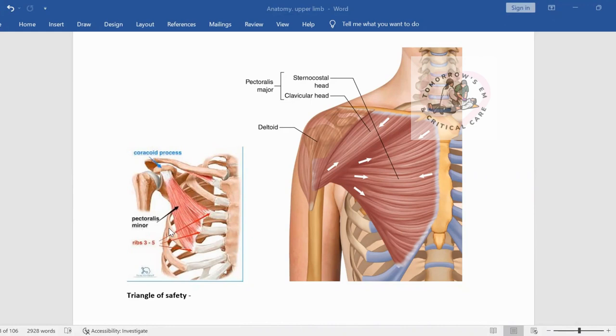What do you think the function of pectoralis major is? Origin is here, insertion is here. Adduction of the arm, because it is inserted in the lateral lip of the bicipital groove. That means if it contracts, the arm will be adducted. So adduction, flexion and medial rotation of the arm. And pectoralis major is a climbing muscle.